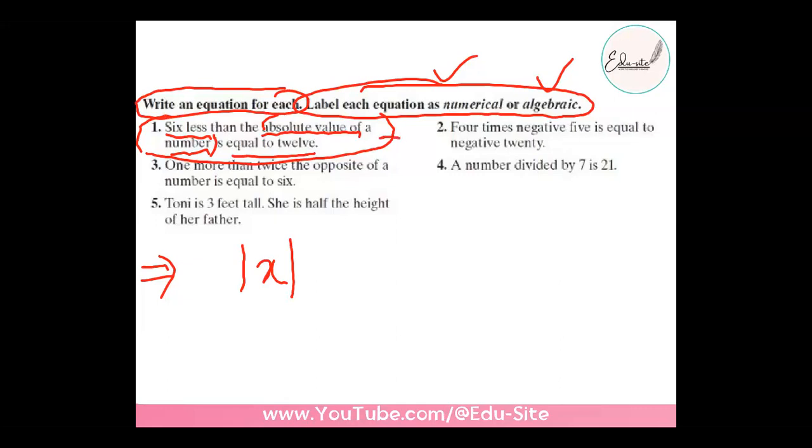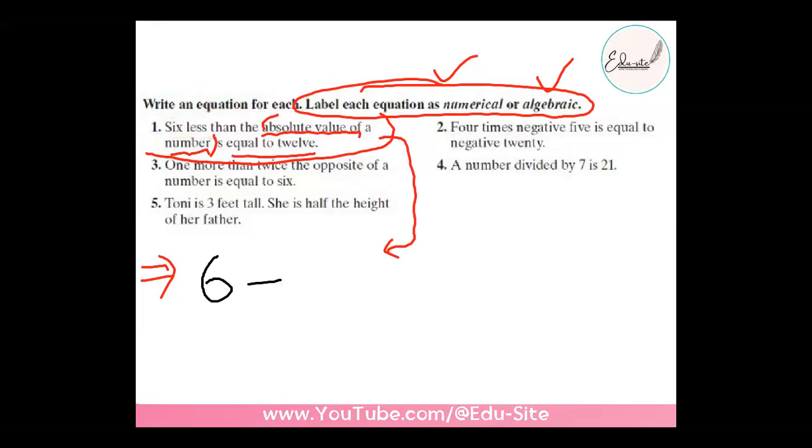6 less than the absolute value of a number is equal to 12. How to write this down, Maisha? Let's try it now. Should I write it down? Yes, please. 6 less than. What does 6 less than mean? You're going to subtract something. 6 less than some number: if I tell you 6 less than 10 is 4, how to write this? You write 10 at first, right? Yes. 6 less than 10 is 4.